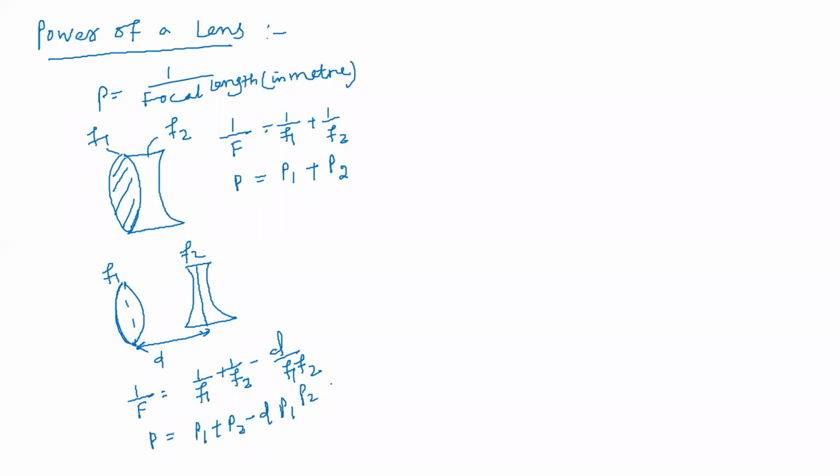Understood, students? And students, you know what the lens formula is? 1 by v minus 1 by u is equal to 1 by f. And student, magnification in the case of a lens is equal to height of image by height of object. That is equal to image distance by object distance, v by u.